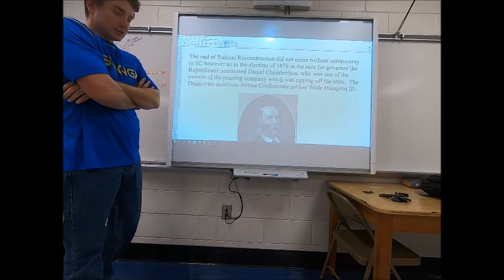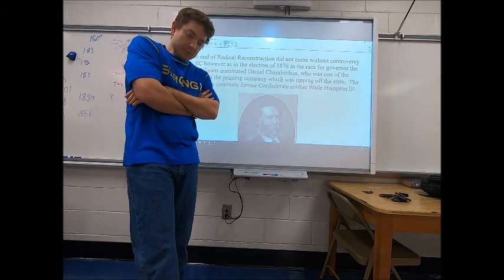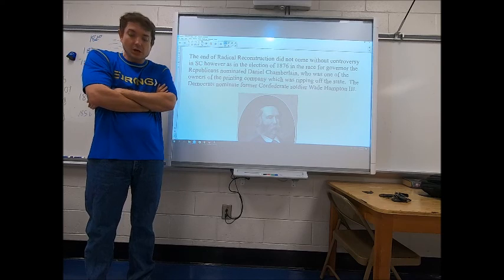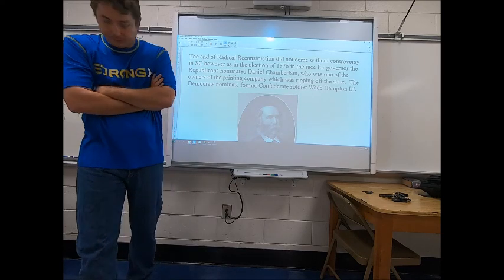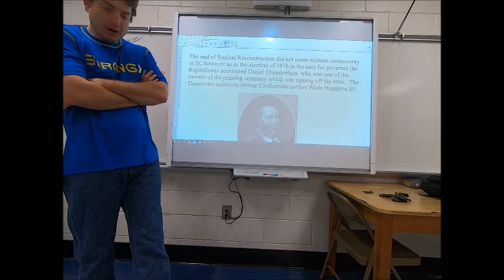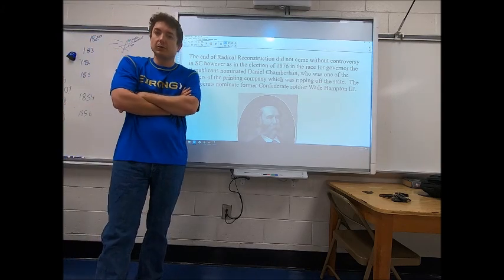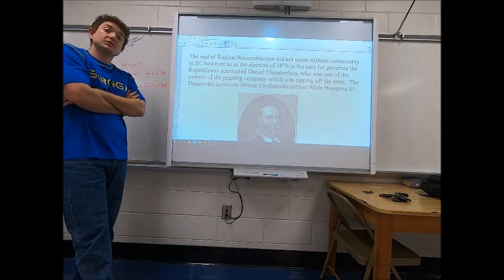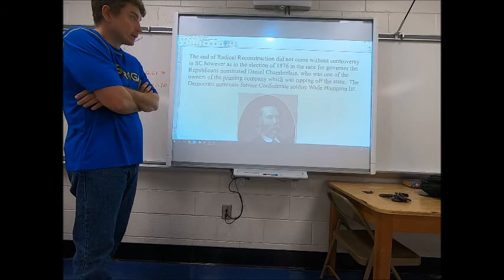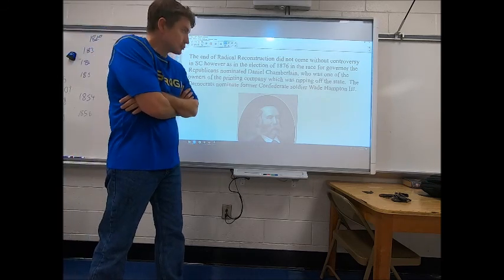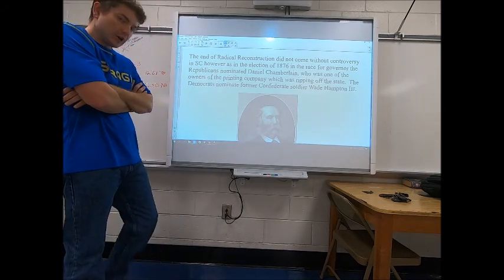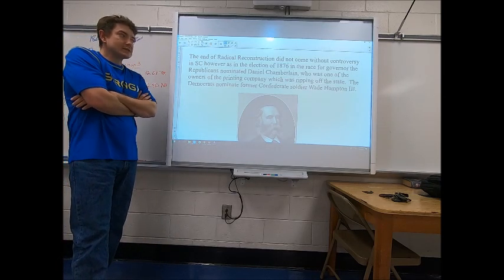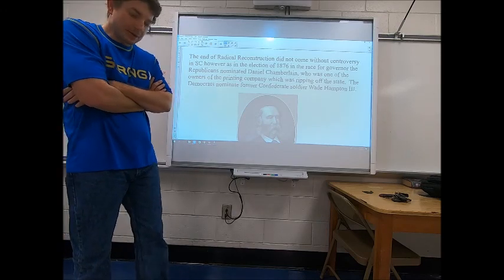The end of radical Reconstruction in South Carolina comes along with controversy, much like what happened with the rest of the United States. You had the election of 1876, where you had the Compromise of 1877 with Tilden versus Hayes coming up. Well, in South Carolina, we have a disputed election too, but this is for our governor. Republicans nominate a guy named Daniel Chamberlain. He's one of the owners of the Republican Printing Company, so he's a crook. The Democrats nominate a former Confederate soldier, Wade Hampton III.